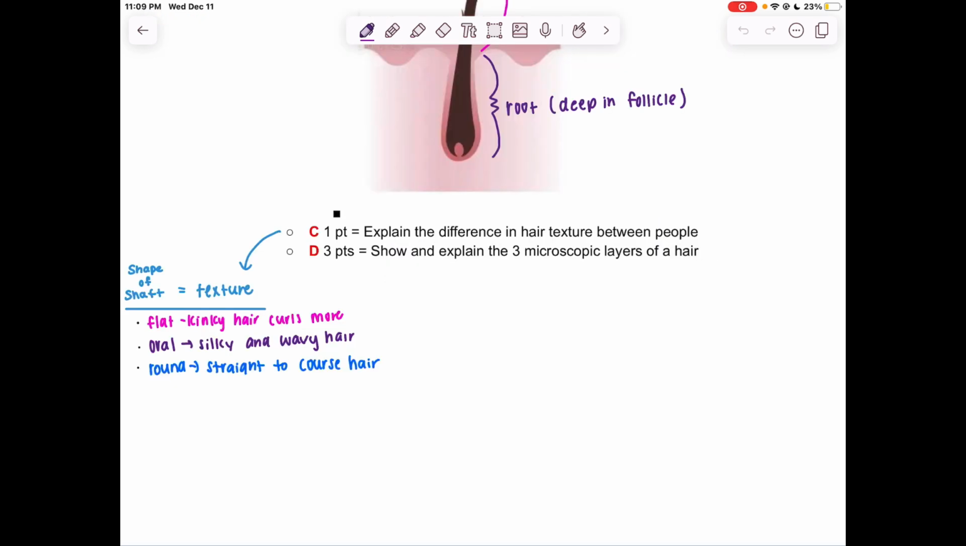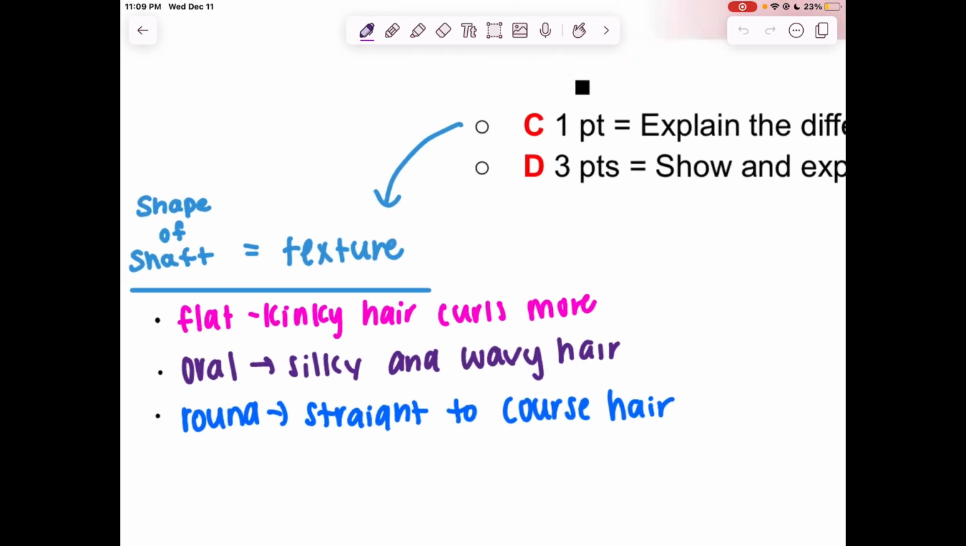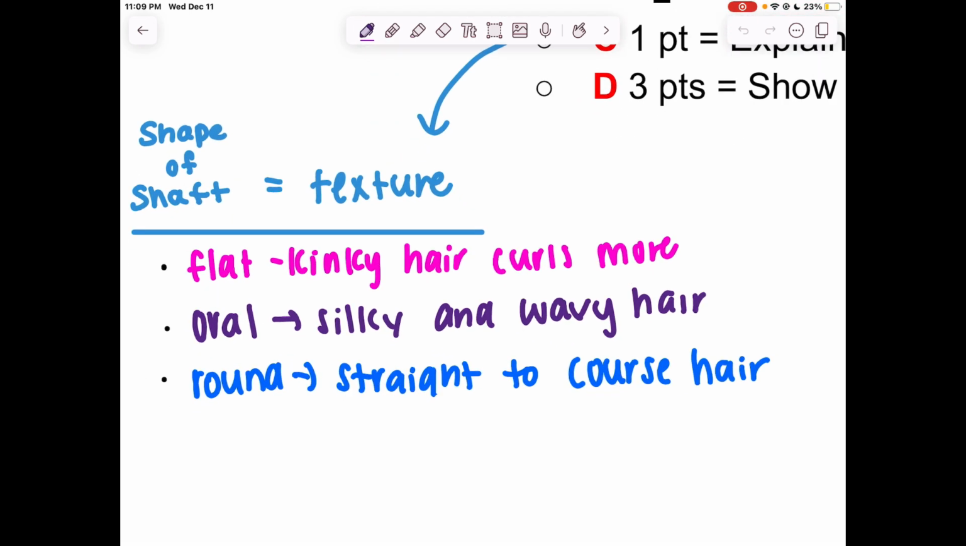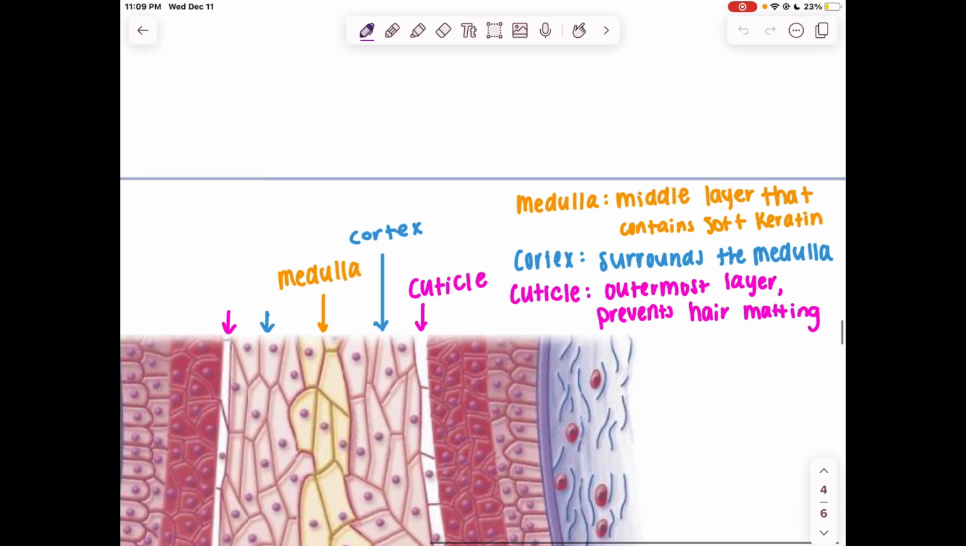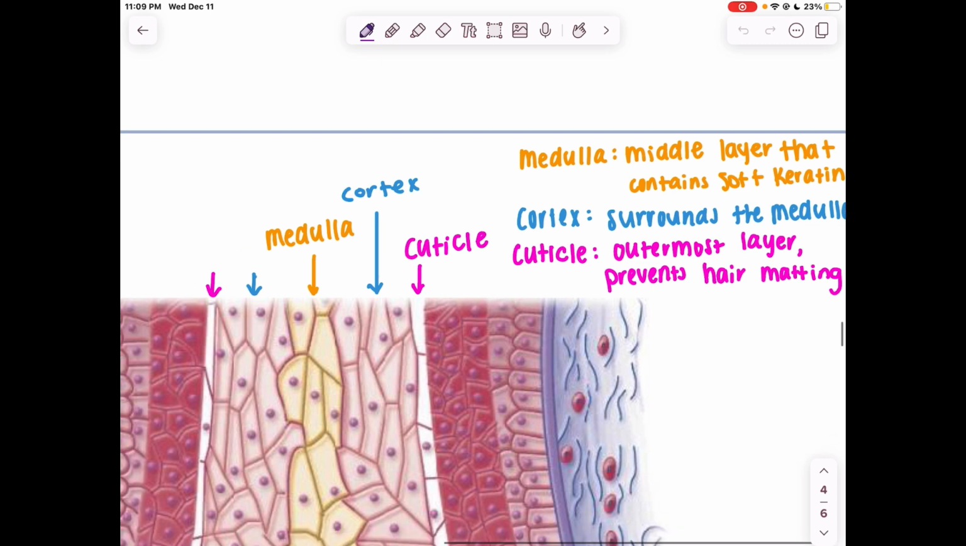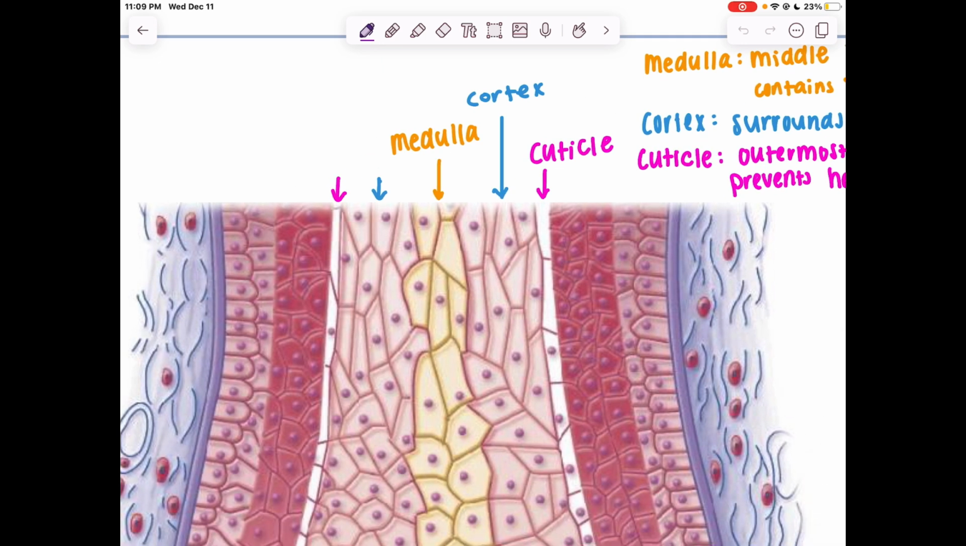The difference in hair texture between people is the shape of the shaft. Flat shafts have kinky hair, which curls more. Oval shafts create silky and wavy hair, and round shafts create straight to coarse hair. The 3 microscopic parts are the medulla, the cortex, and the cuticle. The cuticle is the outermost part, the cortex is the middle part, and the medulla is in the center.